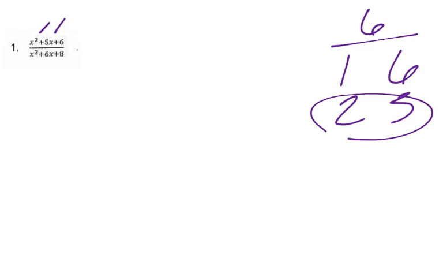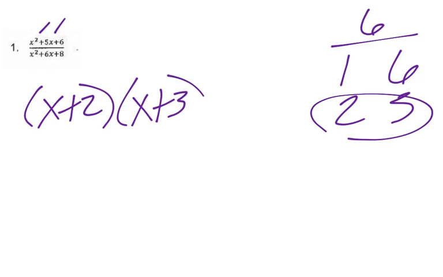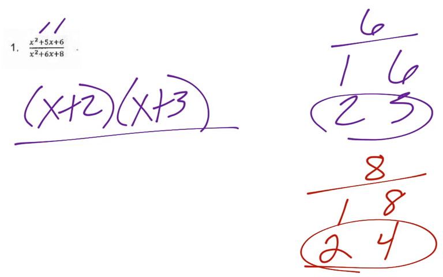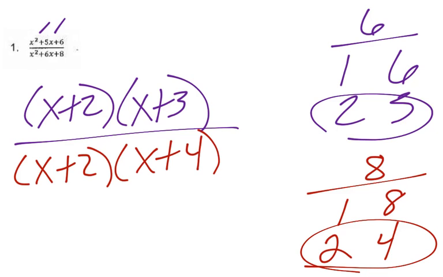So since there's not anything in front of x squared, I can just go to my parentheses, and I have x plus 2 and x plus 3. For the bottom, we're going to find the factors of 8. 1 and 8, 2 and 4. Signs are the same, they're all positive, they have to equal 6. So it becomes x plus 2 and x plus 4.